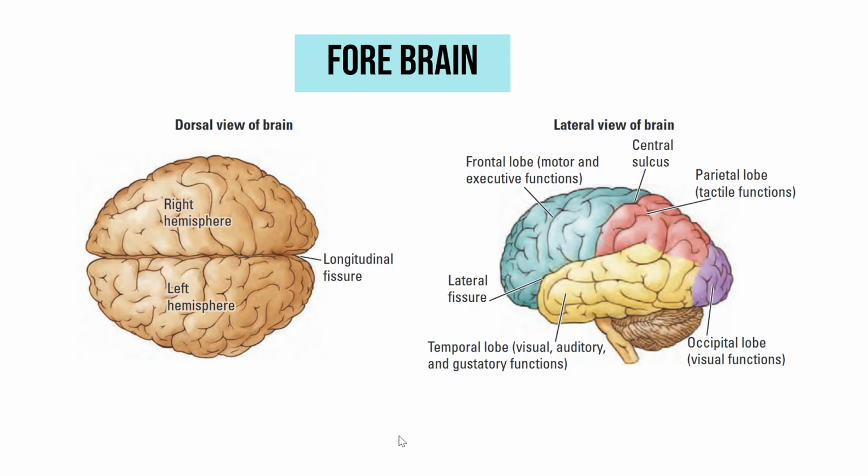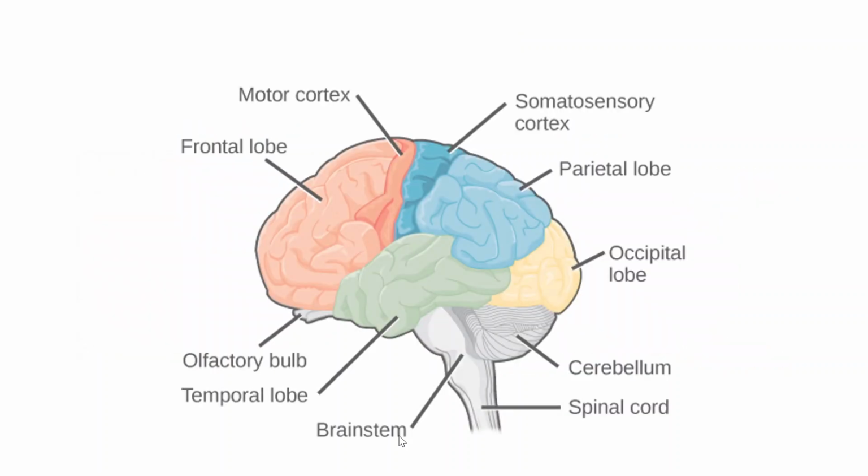So three are sensory and one is motor. The one that is motor is the frontal lobe, and the other three are sensory. The parietal, occipital, and temporal lobes are sensory lobes broadly. The other simplified diagram is this.